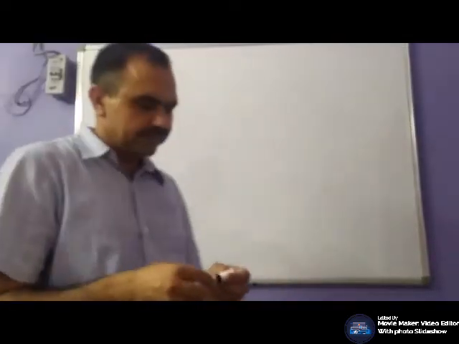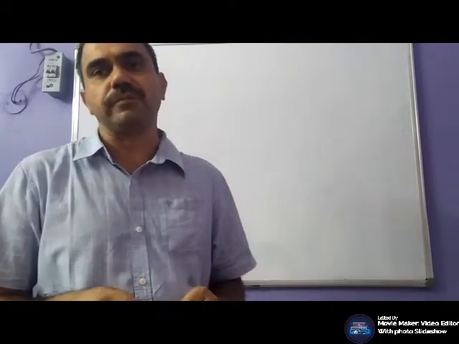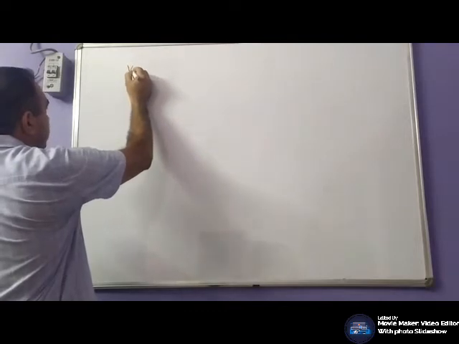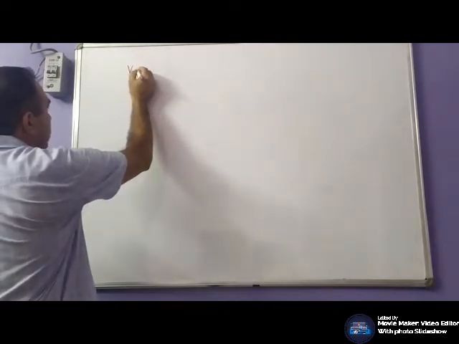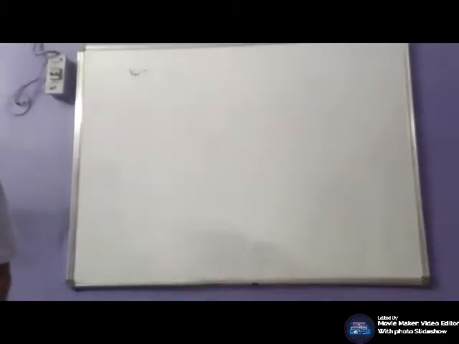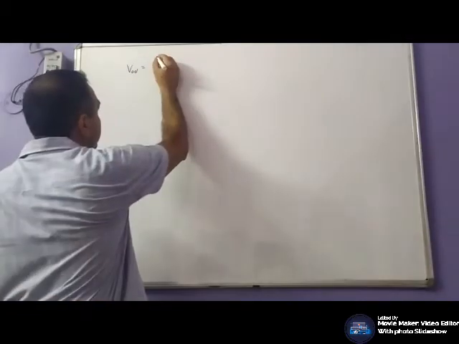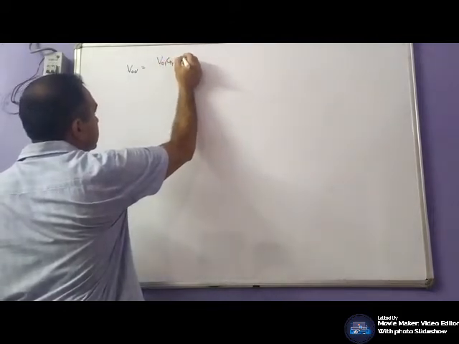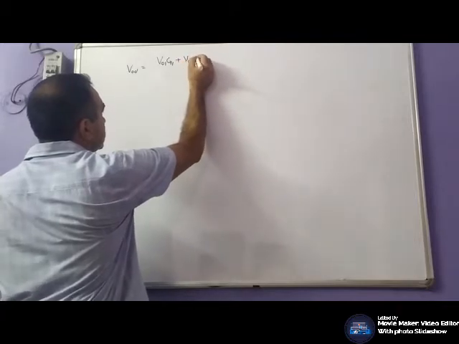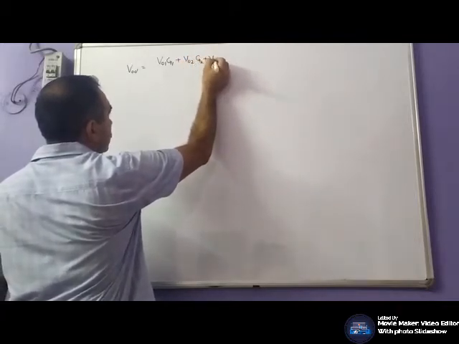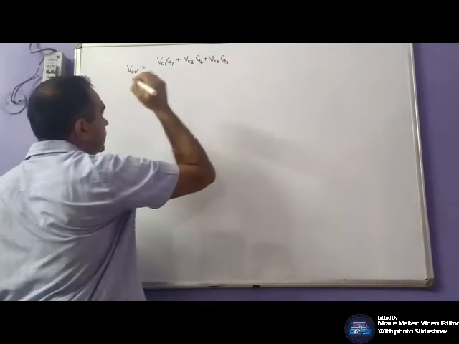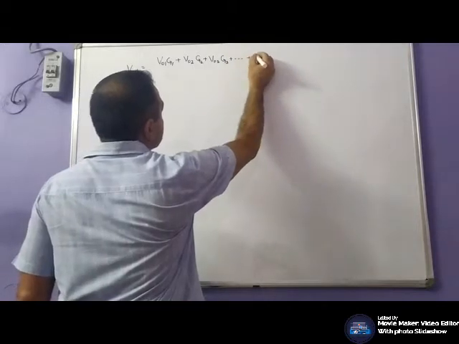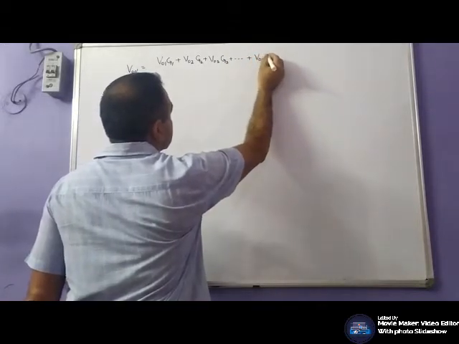In the last lecture we were discussing Millman's theorem, and we had found that the voltage across the node terminals is given by V01 G1, plus V02 G2, plus V03 G3, plus so on, Gn.